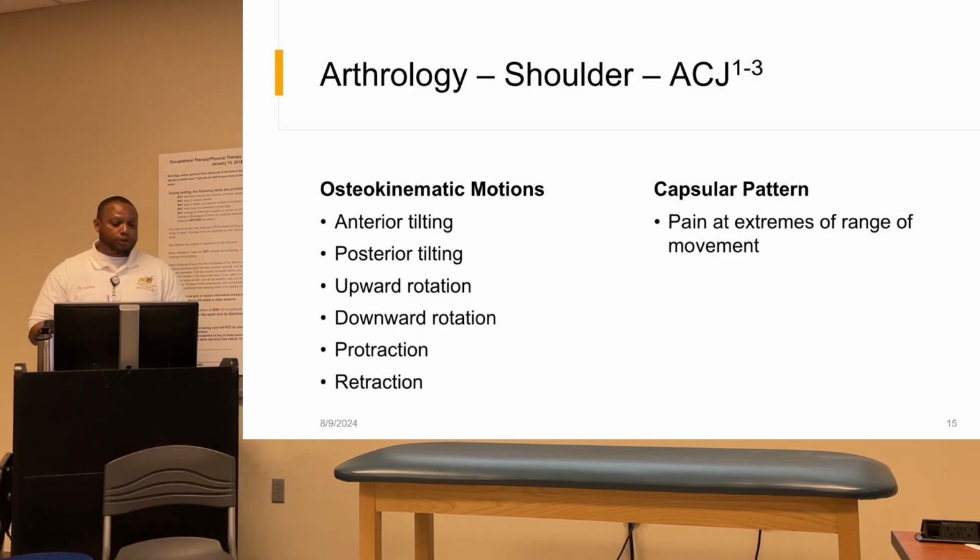Who knows the reference point when we're talking about tilting of the scapula? Who knows the reference point that we're referencing when we're talking about anterior tilting and posterior tilting? It's the inferior angle. So the inferior angle of the scapula is either going to tilt anteriorly or forward, or it's going to tilt posterior. And we're using that as the reference when we're talking about anterior tilting and posterior tilting.